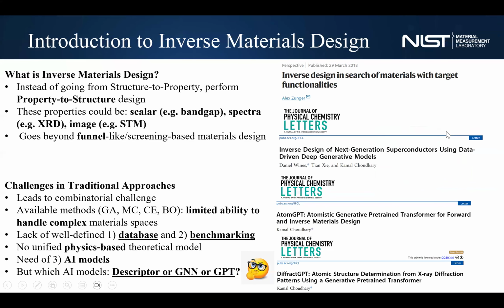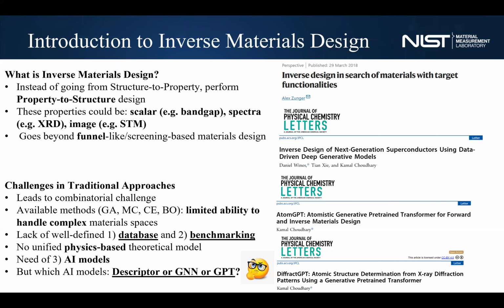Before I go into details of DiffractGPT, I would like to point out some details about inverse material design. As a material scientist, we are familiar with the concept of the processing, structure, property, performance relationship. Especially for atomistic material design, we have structure to property models. Suppose you know the atomic structure, then you can predict the properties using density functional theory or molecular dynamics and so on, using well-studied, well-known physics models.